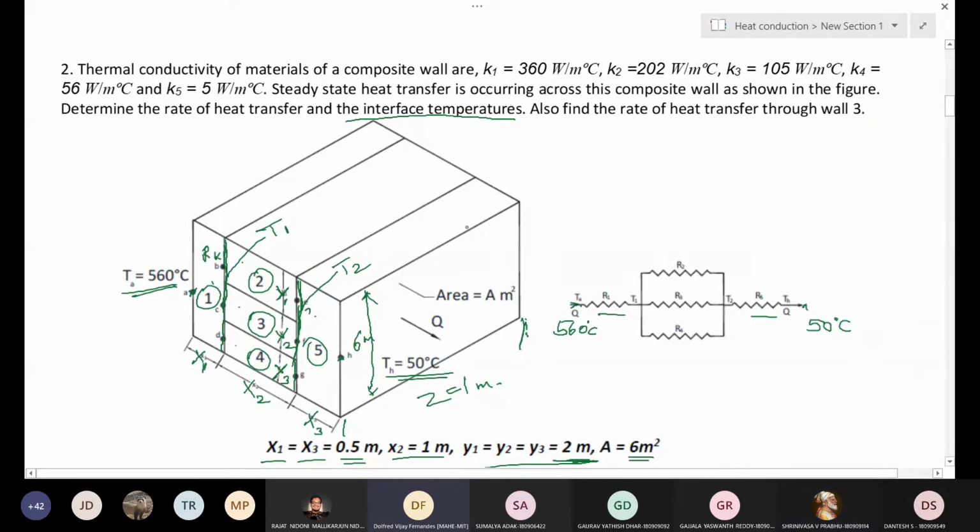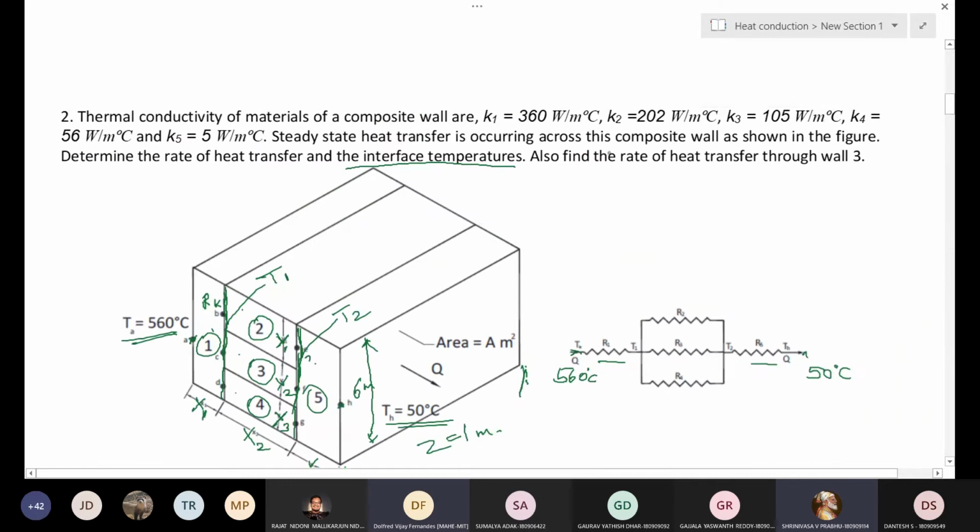I'll tell you that when we have a better insulating wall, that should always be next to the hot surface in case of cylindrical and spherical coordinates, not in planar. In planar, it doesn't make any difference. Wherever you keep that better insulating wall, you still have the same rate of heat transfer in case of a planar wall.